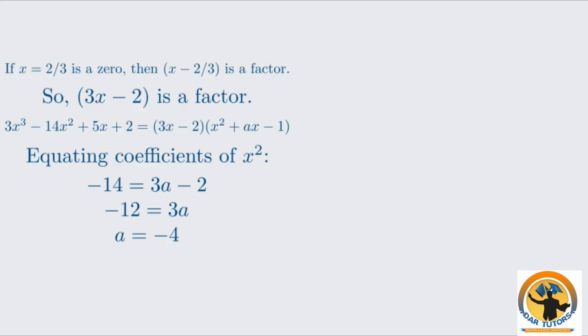We can verify this by equating the coefficients of x. On the left, it's 5. On the right, it's negative 3 minus 2a. Substituting a equals negative 4, we get negative 3 minus 2 times negative 4, which is negative 3 plus 8, which equals 5. This confirms our value for a.